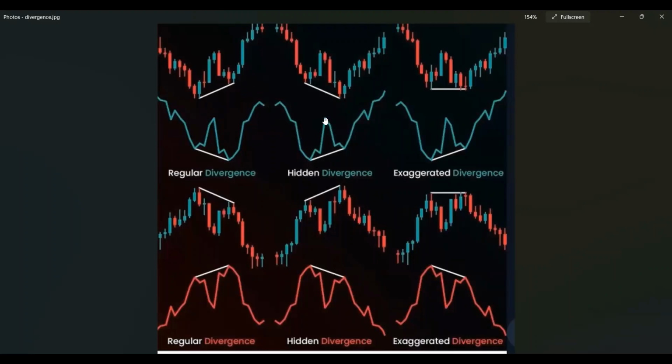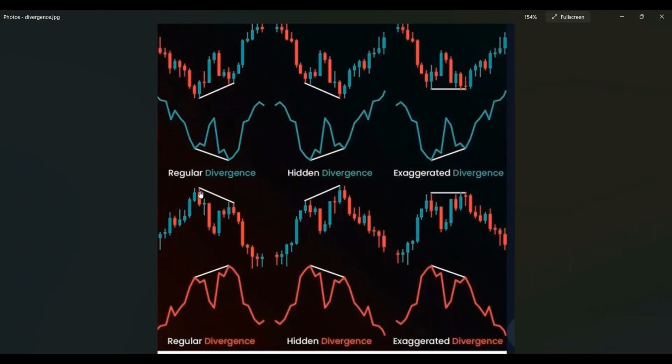We have hidden divergence. You see that price is going downwards while the indicator is going upwards, and that's also another example of price reversing. And then last, we also have exaggerated divergence. Now, what is exaggerated divergence? That's basically saying that we have an equal low, either on the indicator or when we're looking at the candlesticks, right? We're looking at price. We have an equal low or an equal high, which I'm going to show you down here, and the indicator or the price is showing something different, right?